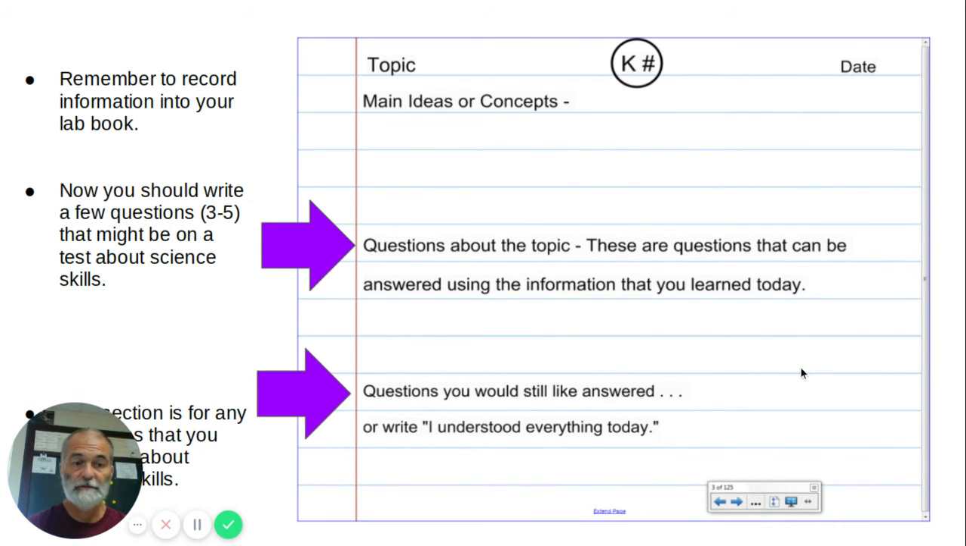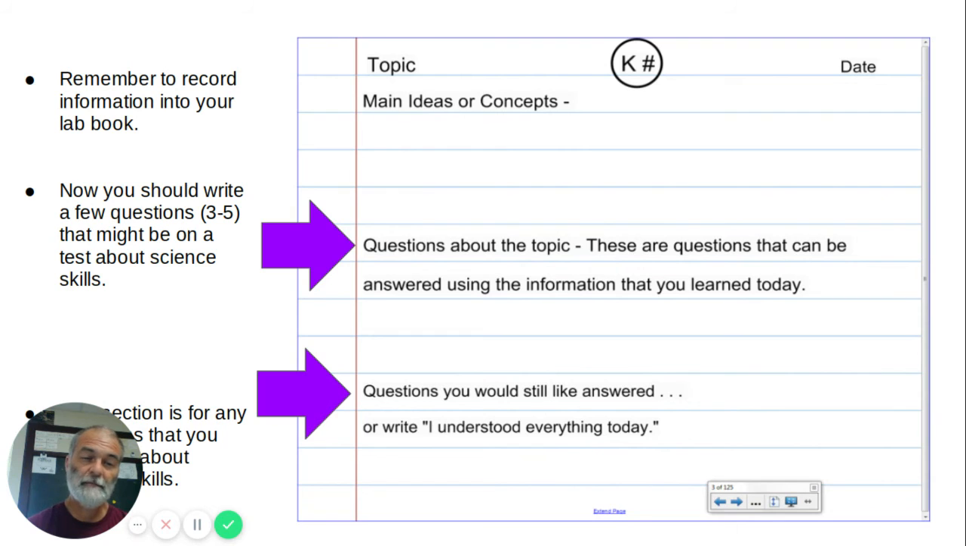So you have your information. You have each one of the science skills listed in the main ideas and concepts part. Now it's your time to write 3 to 5 questions that you might see on a quiz about this topic. So for instance, you might write down, what does it mean to infer? It'd be a pretty simple question. You could look back through the slide deck. You could find the answer. You could find the definition.